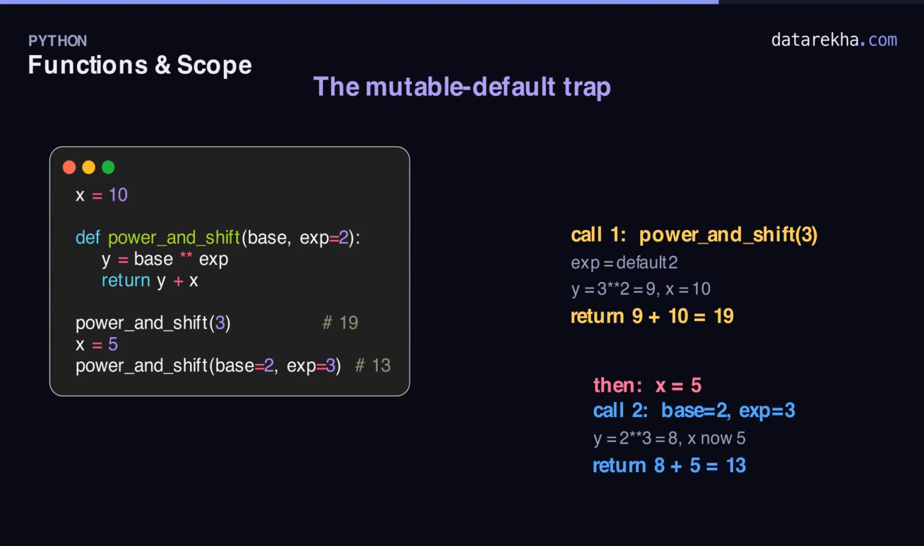Second call, base 2, exp 3. y is 2 cubed, 8. And because x is read fresh from global each time, it is now 5. Return 8 plus 5, 13. Notice the same function gave different answers because it reads a global that changed.